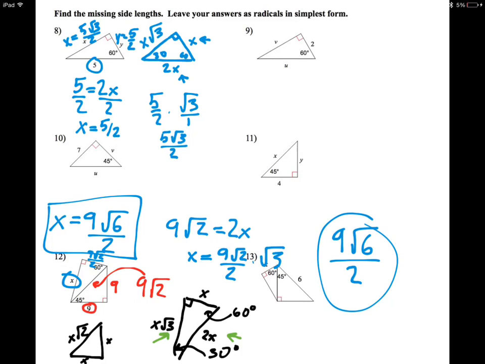So that was a little review of using 30, 60, 90 right triangles and 45, 45, 90 right triangles, the special right triangles, to solve for missing lengths. Hope it helps.